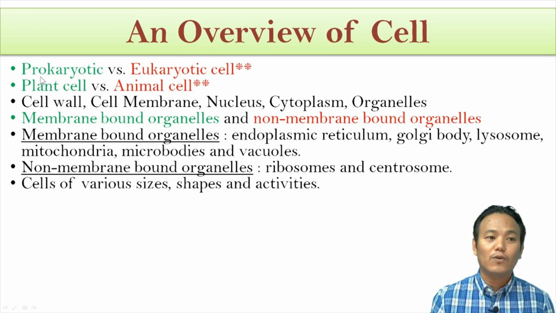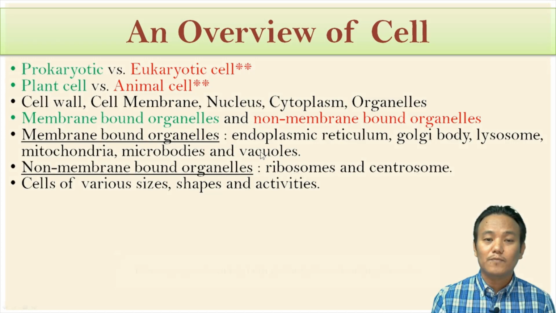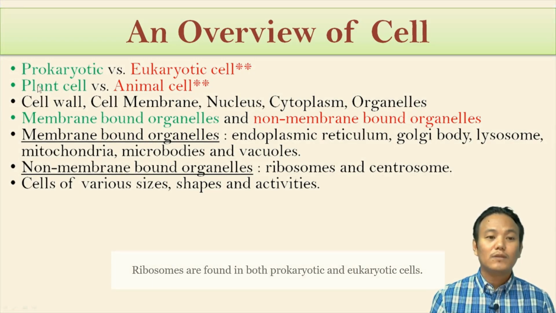So therefore they are called prokaryotic. Eukaryotic cells have a true nucleus, and they have all these membrane bound organelles. Plant cells have something called plastids, chloroplasts, whereas animal cells don't have chloroplasts. Animal cells have something called centrosomes, a non-membrane bound organelle called the centrosome, which helps in cell division. Is it clear?